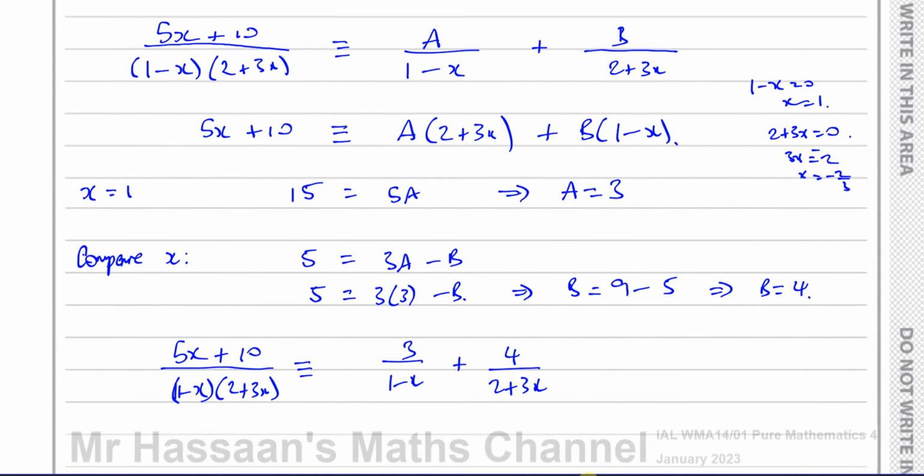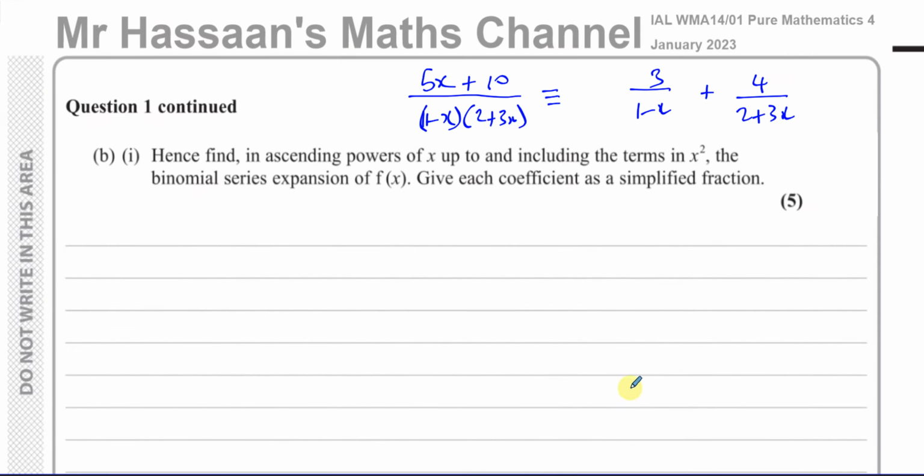Now we're going to move on to part B. For part B, part 1, it says hence, meaning using this answer that we've found, find, in ascending powers of x up to and including the term in x squared, the binomial series expansion of f of x, giving each coefficient as a simplified fraction.